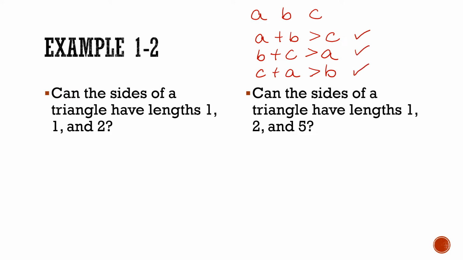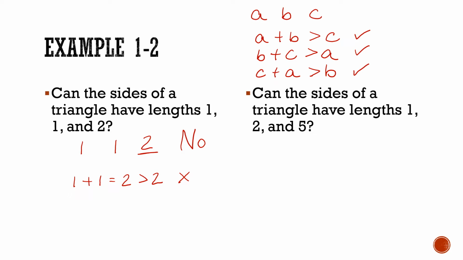So let's make a little bit more sense with some numbers here. So we have 1, 1, and 2. Okay, so we're going to add 1 plus 1, which is 2. And 2 should be greater than that third side, 2. So is 2 greater than 2? No, it's not. So if you already get a no, then we can already say, no, this does not make a triangle.